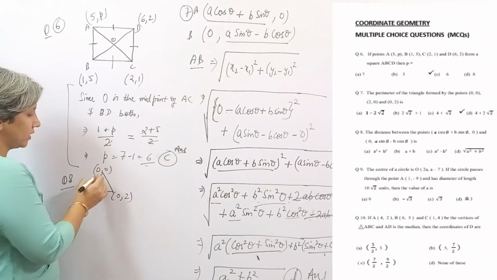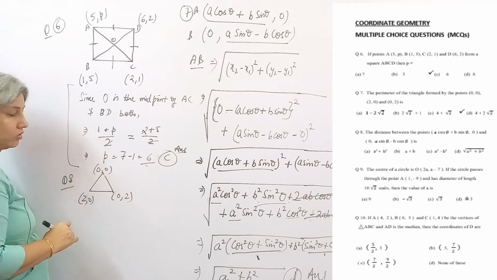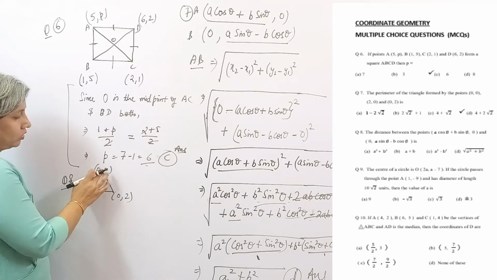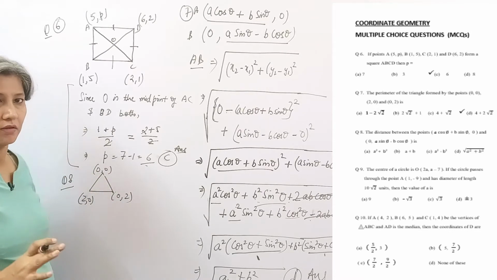As we know, perimeter is basically the length of this plus this plus this. So we have to find out using the distance formula. We have to find out this length, this length, this length, and we'll add the 3.